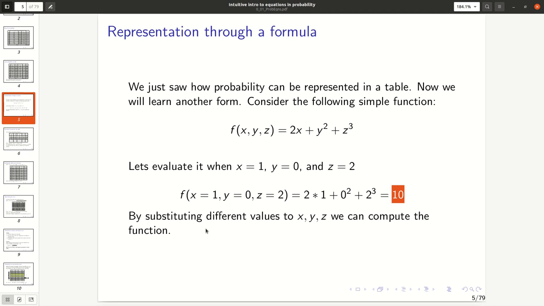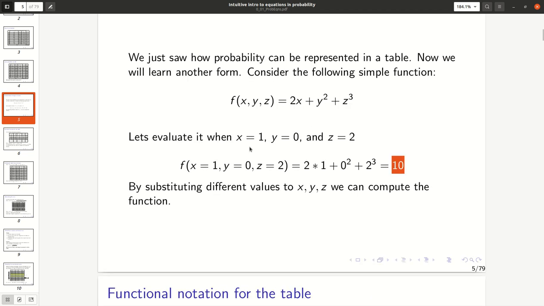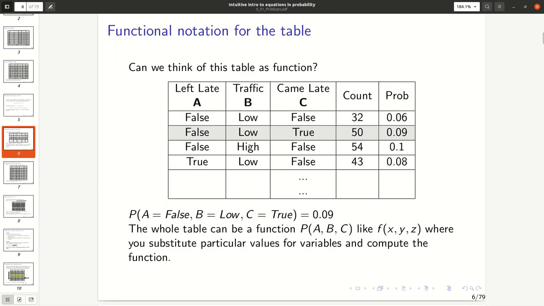So in a functional or formula representation, by substituting different values for the input, we can compute the output of the function. Can we think of the probability table that we just saw as a function? Yes, and it's very straightforward to do so. Just like we evaluated the function at certain input values of x, y, z, we can think of each row as mapping the input to the output. Here the inputs are the three variables a, b, and c. So just think of it as a function.